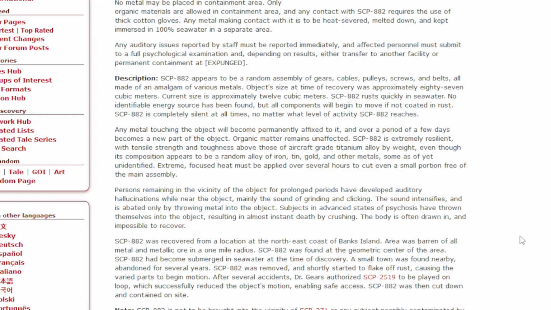Any metal touching the object will permanently become affixed to it, and over a period of a few days, part of the new becomes part of the object. Organic matter remains unaffected. SCP-882 is extremely resilient with tensile strength and toughness above those of aircraft grade titanium alloy by weight, even though its composition appears to be random alloy of tin, iron, and gold and other metals, and some yet unidentified. Extreme focus heat must be applied over several hours to cut even a small portion of the main assembly free.